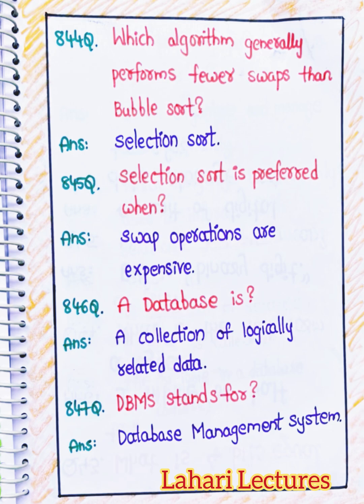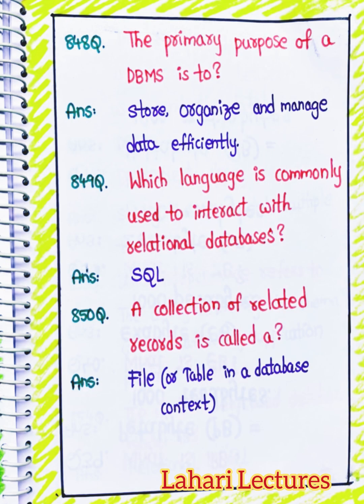A database is a collection of logically related data. DBMS stands for Database Management System. The primary purpose of a DBMS is to store, organize and manage data efficiently. Which language is commonly used to interact with relational databases? SQL. A collection of related records is called a file or table in a database context.